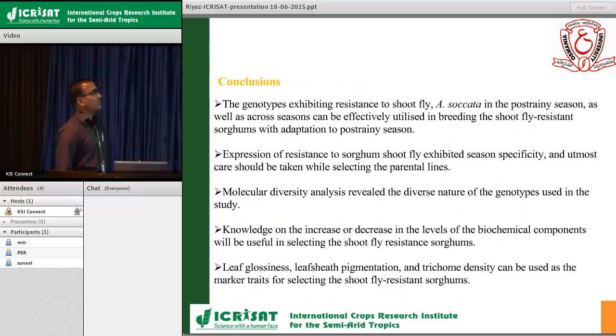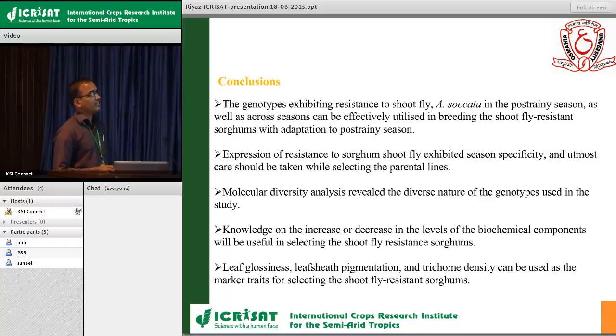So coming to the conclusions, the genotypes exhibiting resistance to shoot fly in the post-rainy season as well as across seasons can be effectively used in breeding shoot fly resistant sorghums with adaptation to the post-rainy season. Expression of resistance to sorghum shoot fly exhibited season specificity, and utmost care should be taken while selecting the parental lines. Based on the molecular diversity, the genotypes that are highly diverse in nature can be utilized in the breeding program for shoot fly resistance.